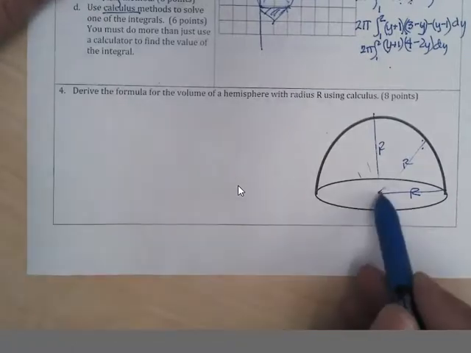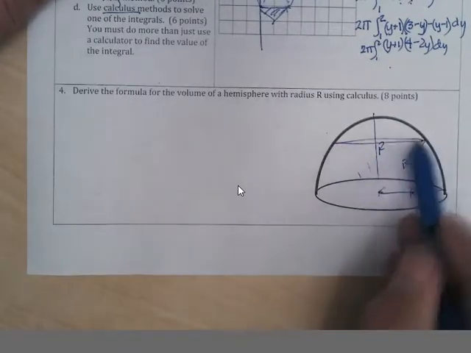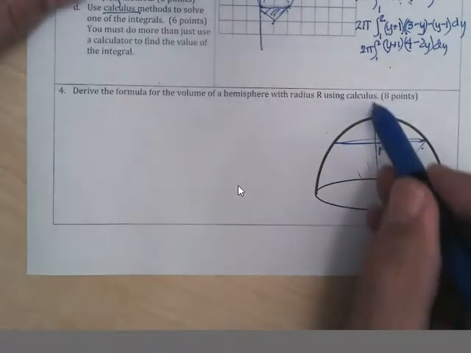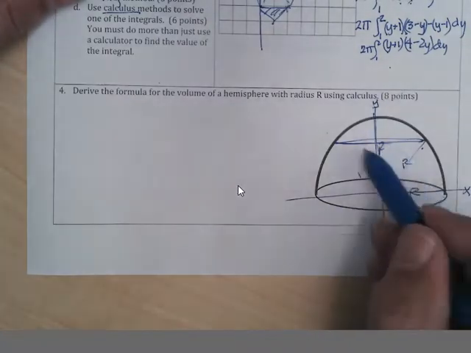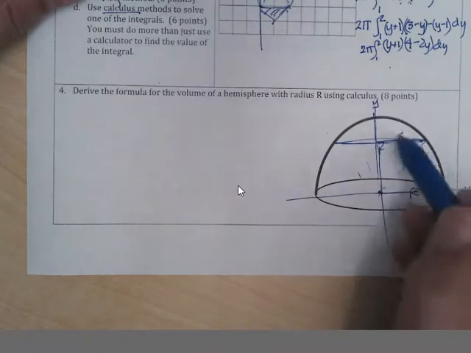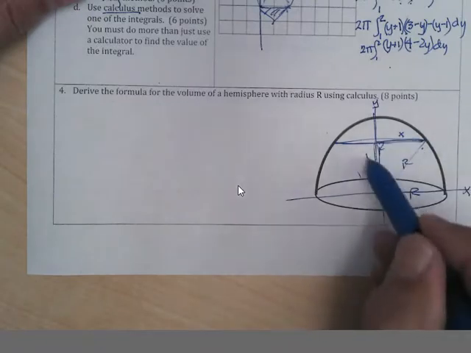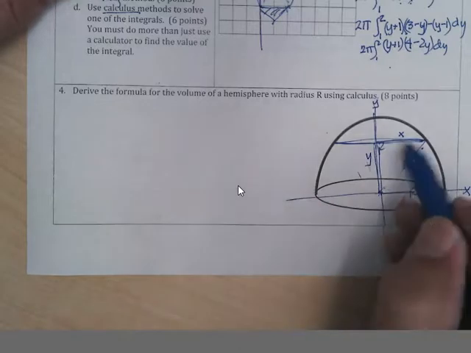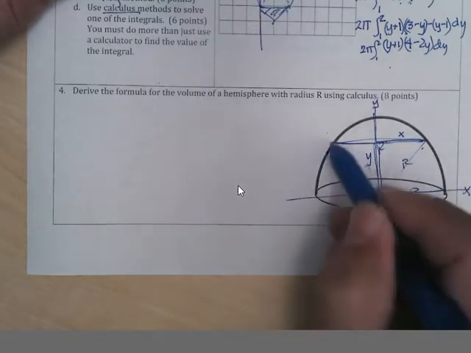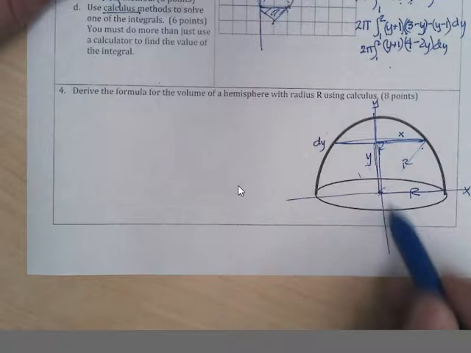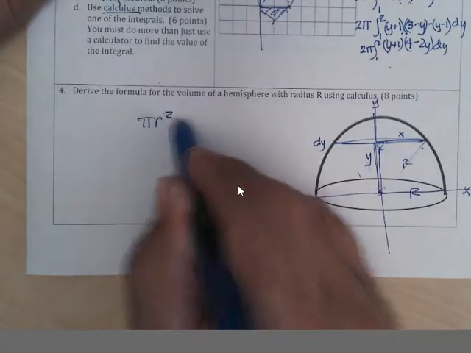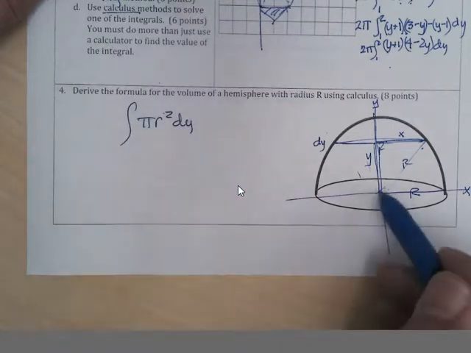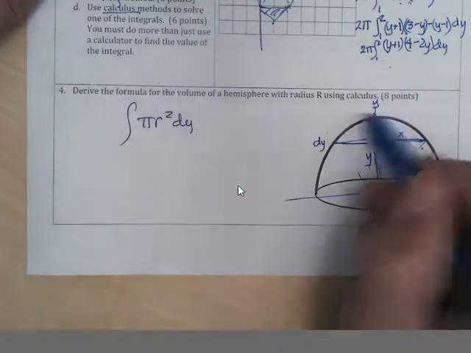So derive the formula. So I'm going to take a slice. I'll do it right here. And if I put my axis right here, this could be the x and this could be y. And so the radius is in the x direction. The height is in the y direction. And so the volume of the slice, let's see, that would be dy thick, because I'm doing y in this direction. So it's going to be pi r squared dy integrated from y would go from 0 to r.